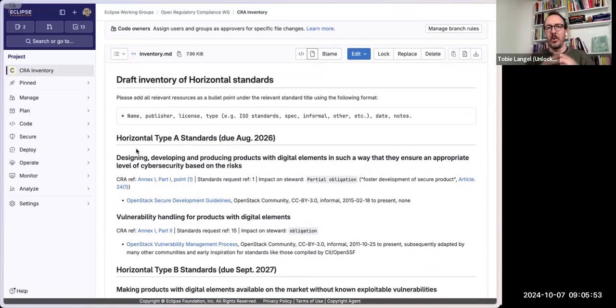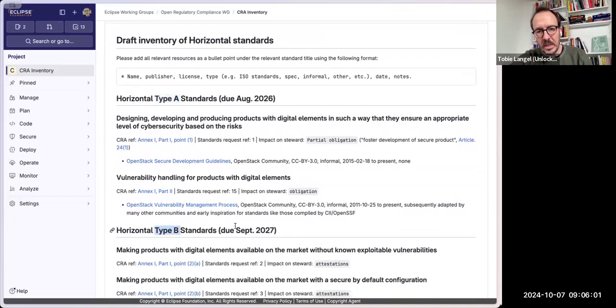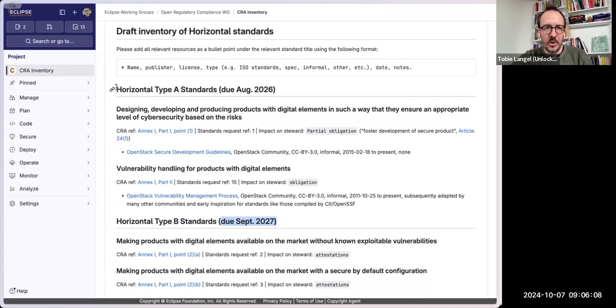And you have two types of horizontal standards, sort of like low level, called type A, and then higher level, called type B. They're due a little later, but that's like the end product, right? The development of those is starting now. The two type A ones are about designing, developing, and producing products with digital elements in such a way that they ensure an appropriate level of cybersecurity based on the risks. That is the title of the standard, and that's the old information that we're working with for now, right?